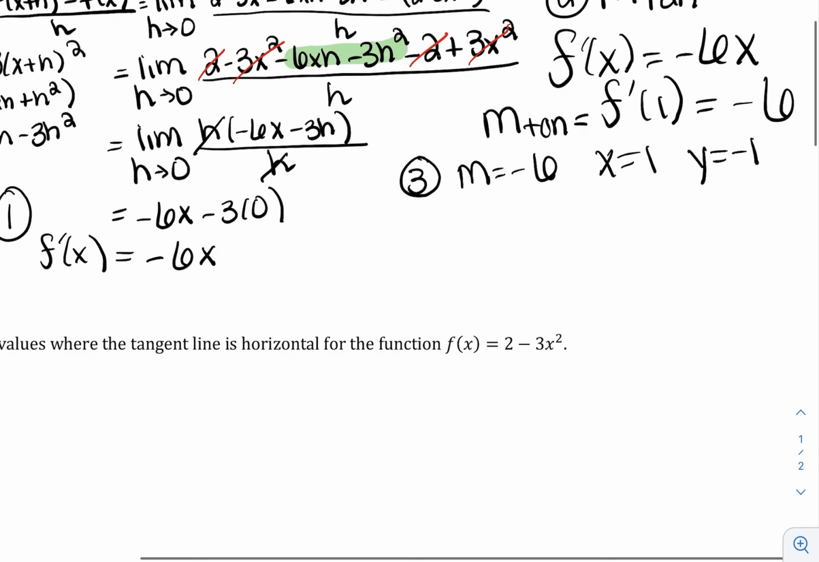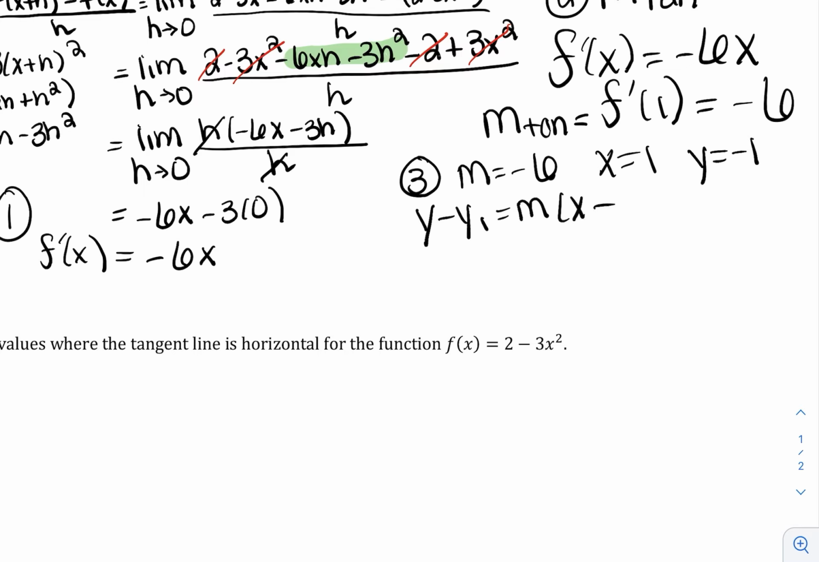And then we have a formula called the point slope formula. It's y minus y1 is equal to m times x minus x1. The point is denoted by x1, y1. So if you want, you can call this x1, y1.